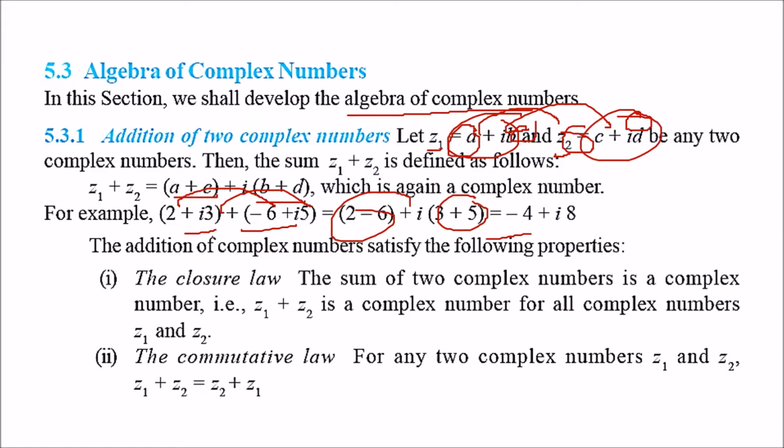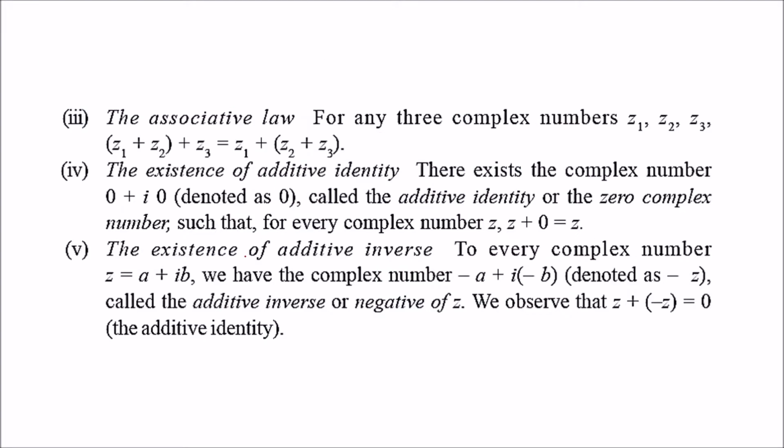We have certain properties which this addition of complex numbers satisfies. First is the closure property or closure law. Closure law is when you add z1 and z2, these two complex numbers, the result is going to be a complex number. Second is the commutative law. It means if you add z1 with z2, and if you add z2 with z1 also, it is going to give you the same result.